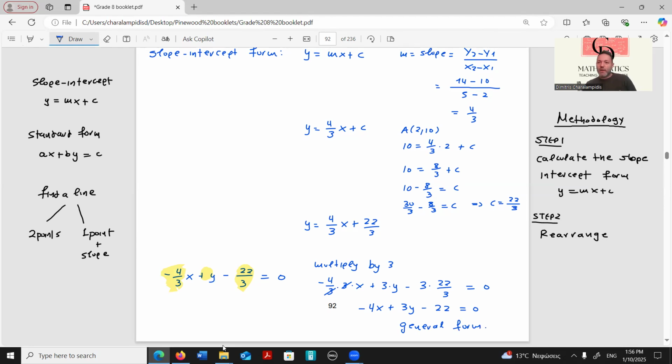And that's all. I hope things do make sense. I hope I helped you understand that a little bit better. Remember that in order to calculate the general form, all you need is to calculate the slope-intercept form and do some rearrangement. That's all.